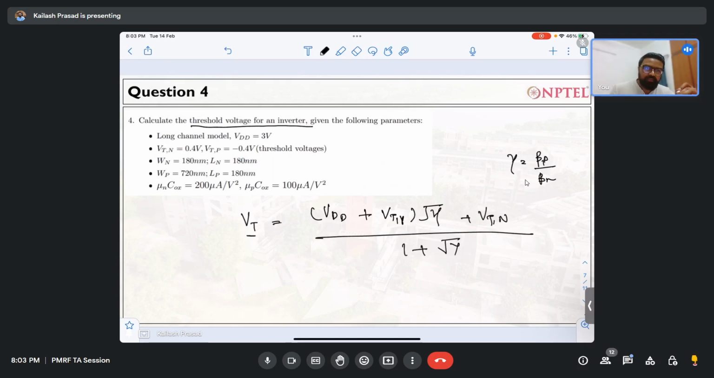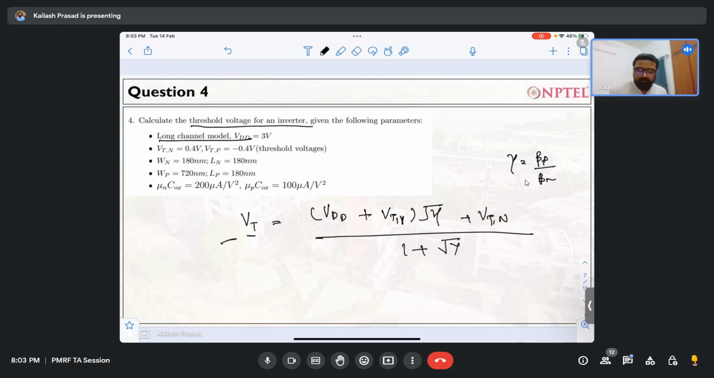If you ramp the input from 0 and keep on increasing, at VT the output will become 0. At input 0 the output is 1, and as you reach VT and go beyond that, the output will flip. That's the reason threshold voltage is important. In this particular case, we are just using the long channel equation.